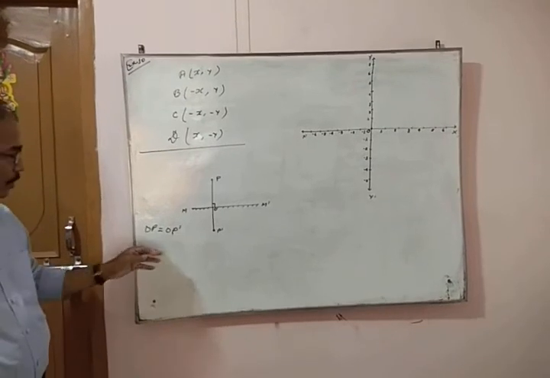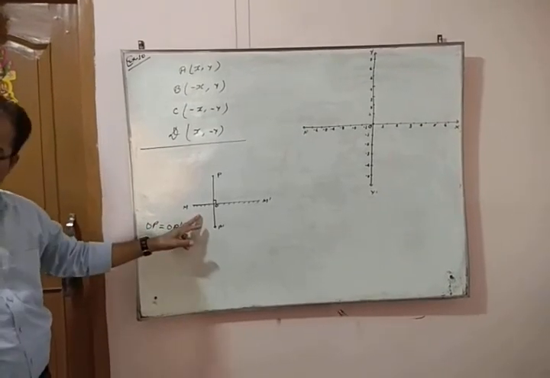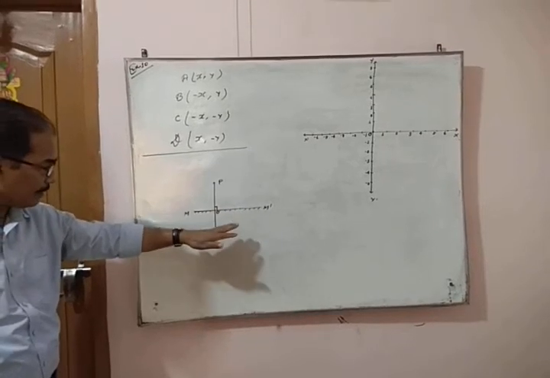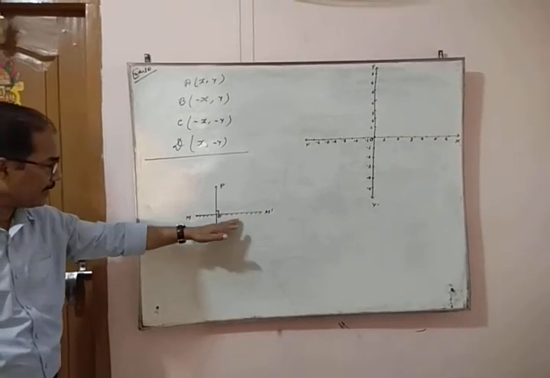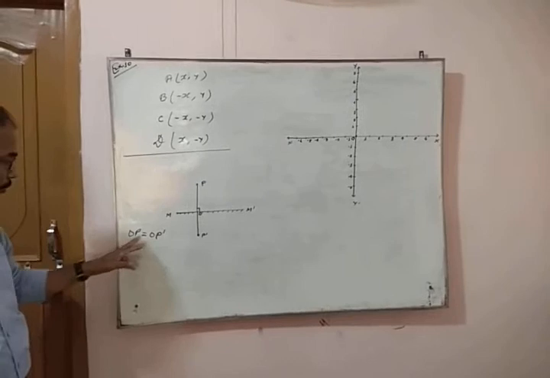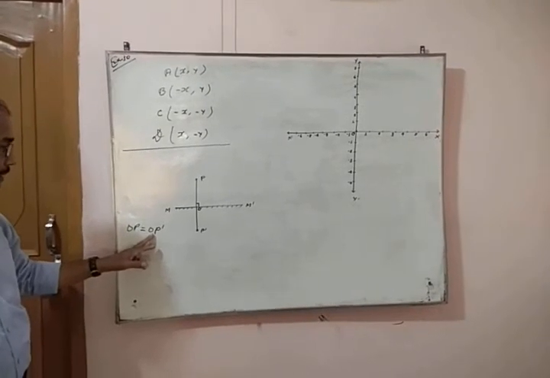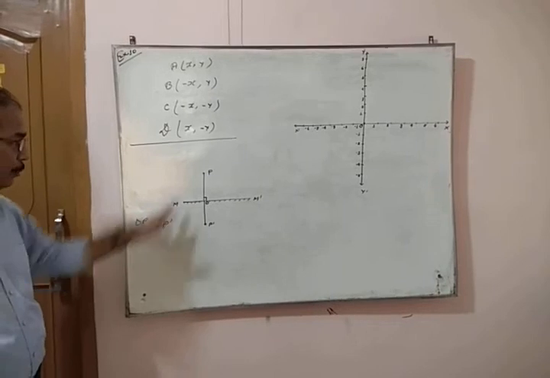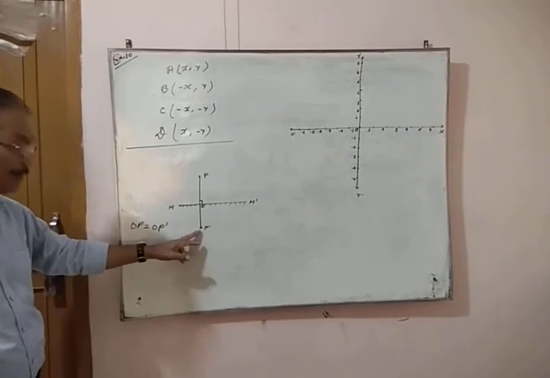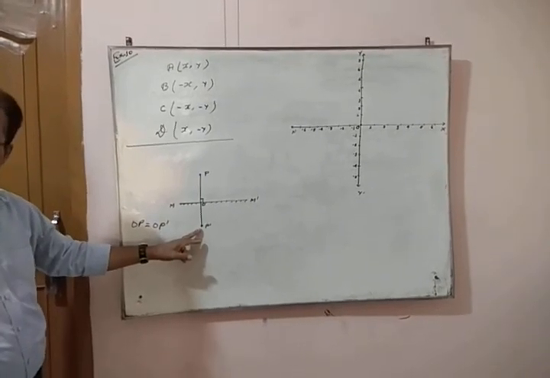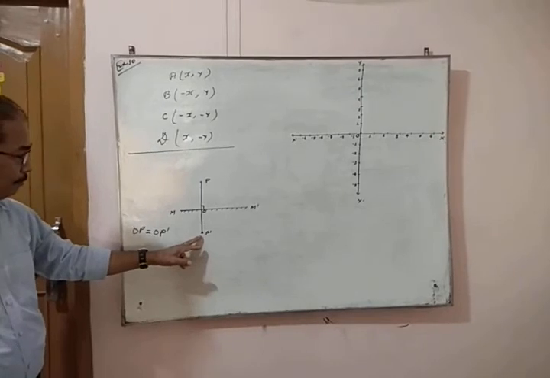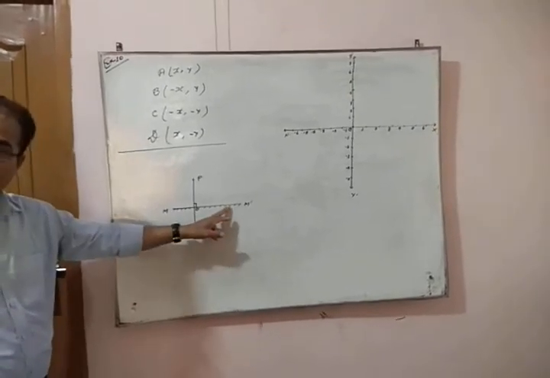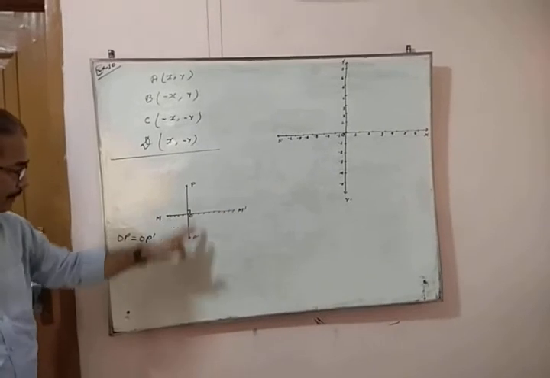The image of an object placed in front of a plane mirror is formed just behind the mirror, as far as the object is from the mirror. So OP equals OP'. Therefore, the line joining the points P and P', where P is an object, has the mirror M' as the perpendicular bisector of the line PP'.